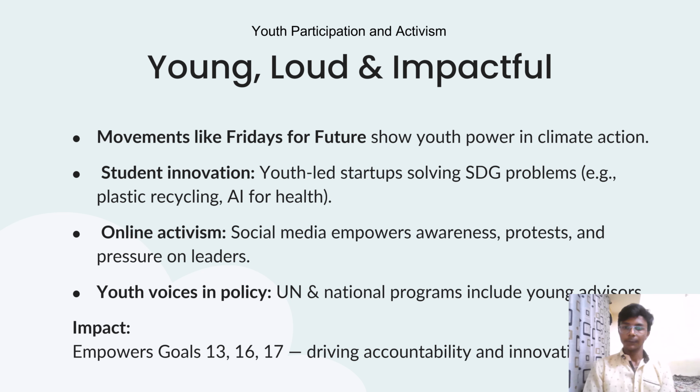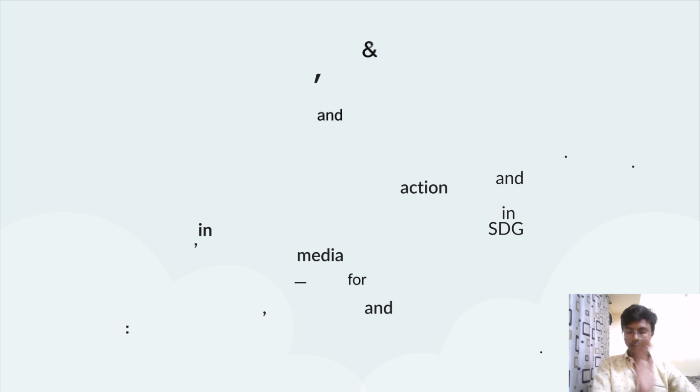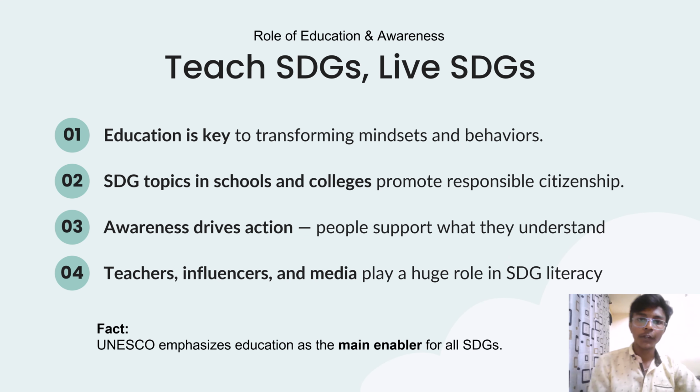Nowadays, social media has become a main factor in online activism. Youth voices and policies: the UN and national programs include young advisors. The impact empowers goals 13, 16, and 17, driving accountability and innovation. For this young, loud, impactful topic, goals 13, 16, and 17 are important.